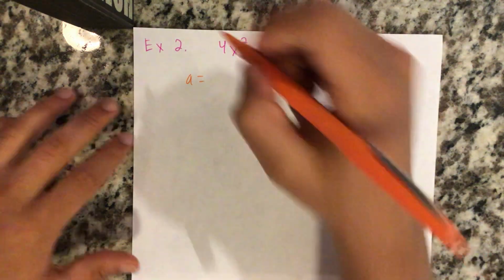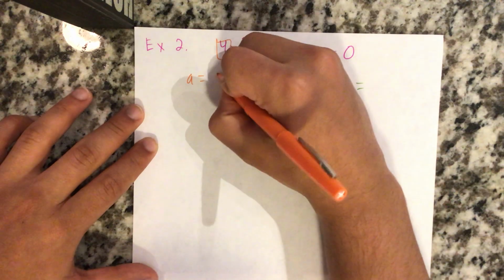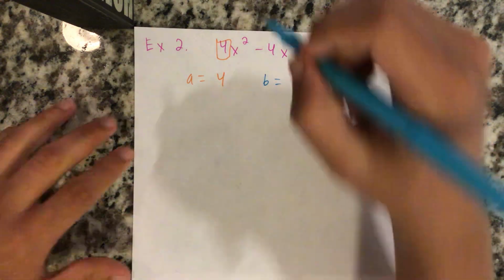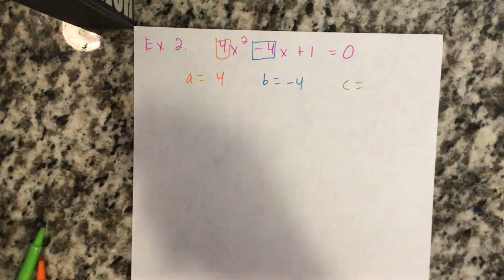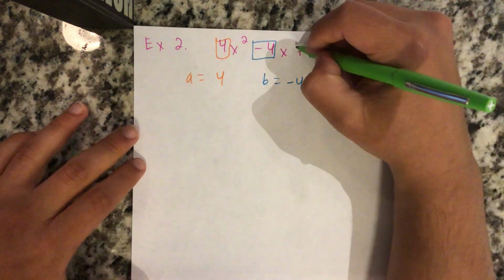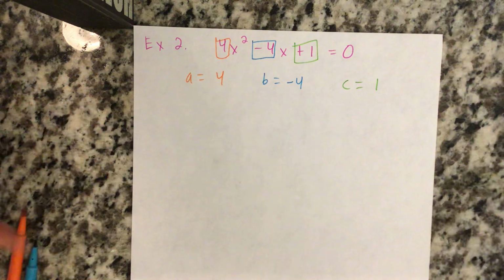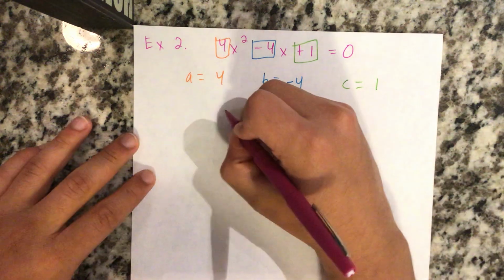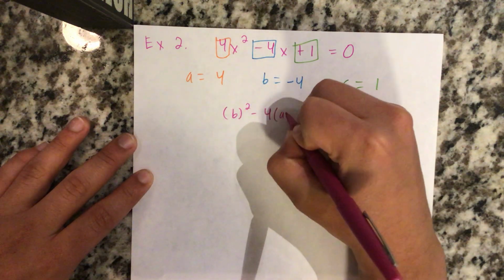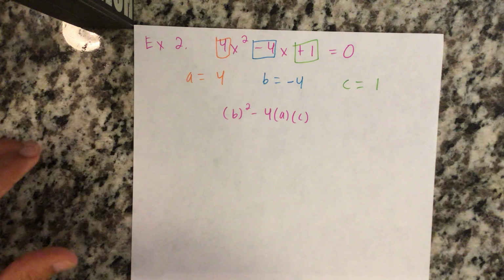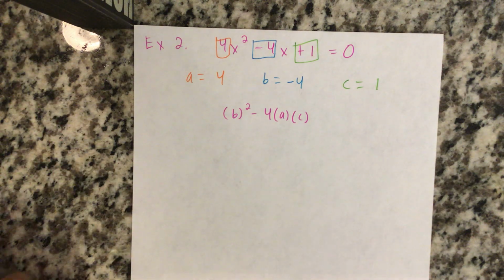You don't have to color code it, obviously, but it helps. So A, remember A is in front of the x squared, so easy, 4, right? B, so what's in the middle? Make sure you get the sign. So B is negative 4. And then C is the constant, positive 1. So A, B, C, easy. Now I'm going to write the formula again. So B squared minus 4AC. Okay? And then we just plug everything in.